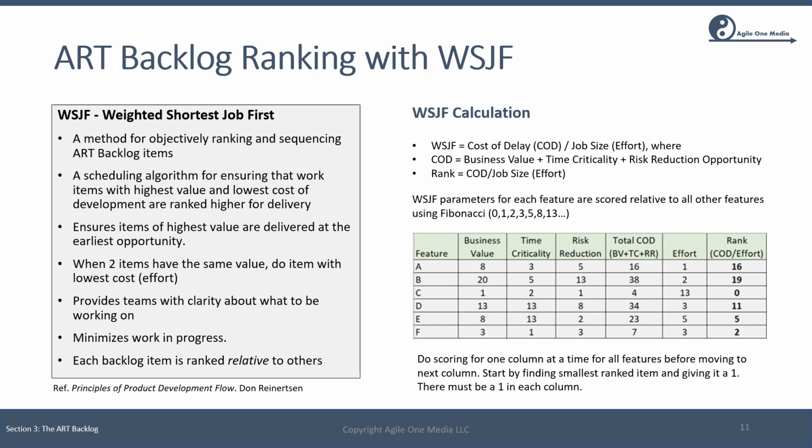And then the ranking is simply the cost of delay divided by the effort or the size. Here's the ranking score. We see that feature B comes out with the highest rank, and feature C is coming out with the lowest rank. This probably means that feature C is not going to get done, probably likewise feature F, but we'll get to that. So to repeat, we do the scoring one column at a time for all features before moving to the next column. And we start the scoring by finding the smallest item and giving it a 1. So there must be a 1 in each column.